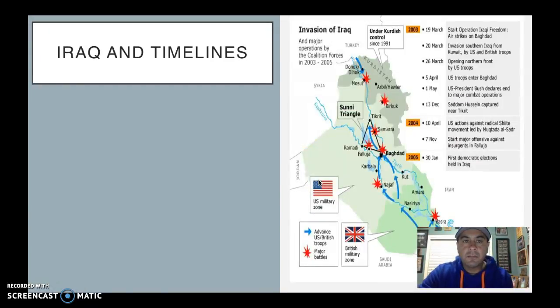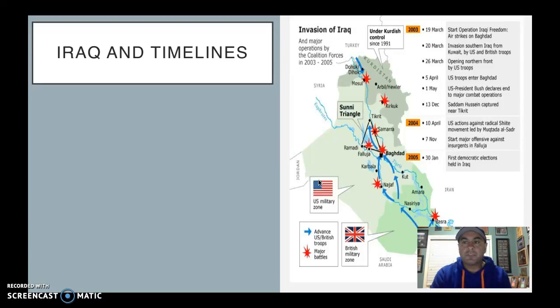So the Iraq timelines for the invasion of Iraq. As you can see, the start of Operation Iraqi Freedom with airstrikes on Baghdad, invasion of southern Iraq from Kuwait by U.S. and British troops. 26 March, you have the opening northern front by U.S. troops. 5 April, you have the U.S. troops enter Baghdad. 1 April, U.S. President Bush declares end to major combat operations.